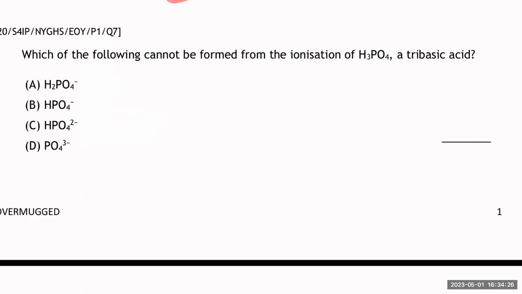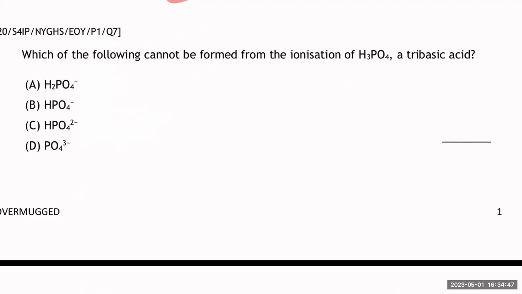Your equations for the release of the H plus. Carmen, this one you chose. Which one cannot be formed? I hope you saw the question correctly. Which one is the incorrect statement? B is correct, and therefore you are correct. B is the correct answer, right? I will not have HPO4 minus.